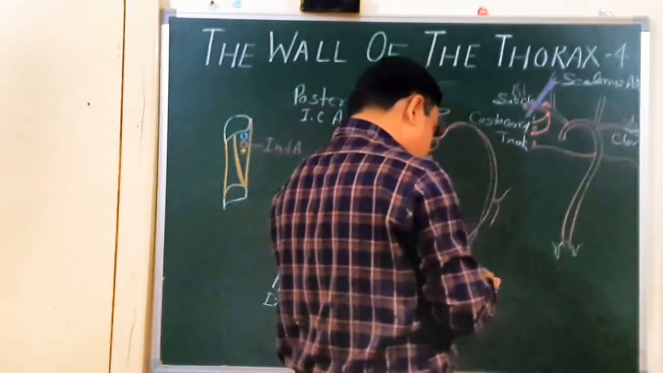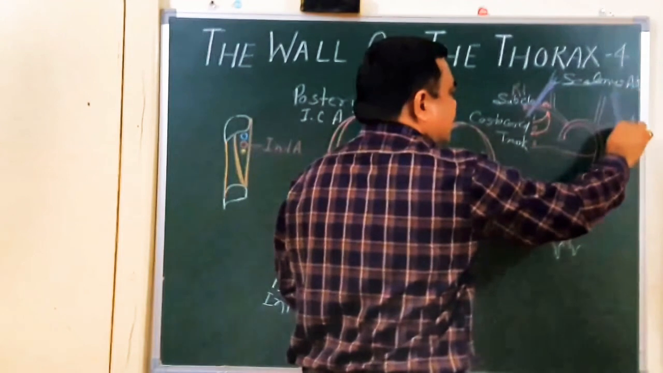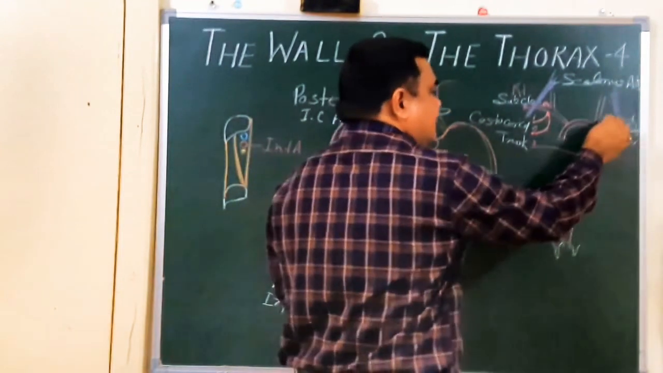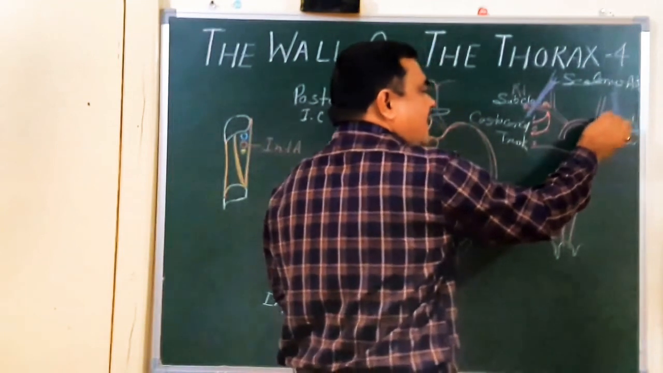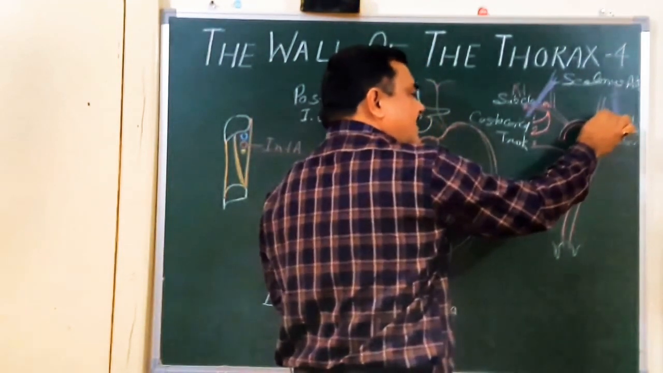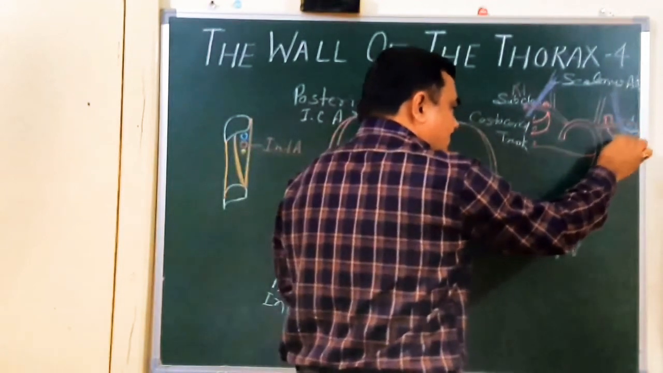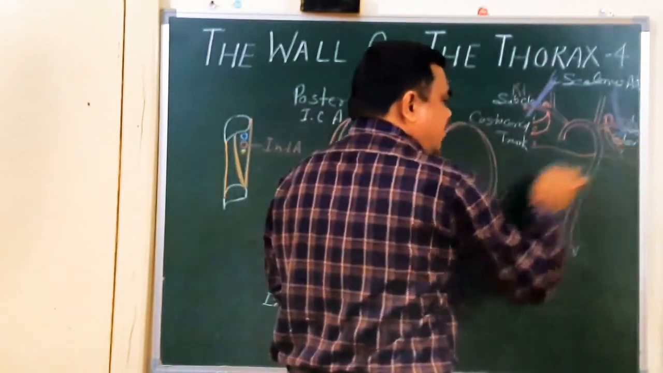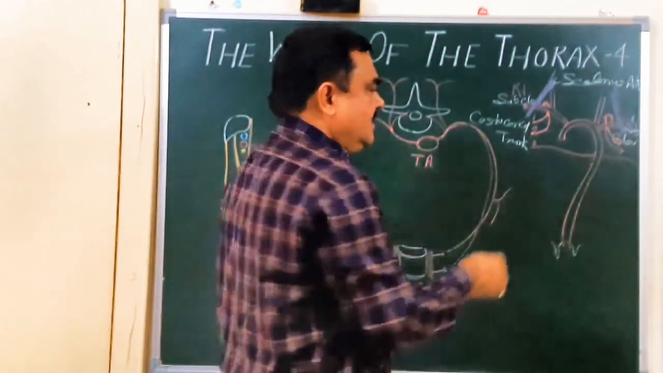In the same way on the left side, the first part of the subclavian artery is also divided into three parts by scalenus anterior. This first part gives the costocervical trunk, which gives the superior intercostal, which gives the first and second posterior intercostal arteries, and the third arises from the descending aorta.